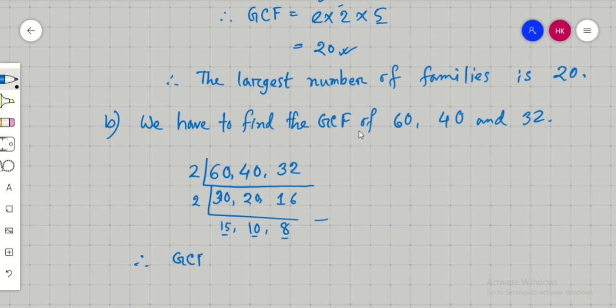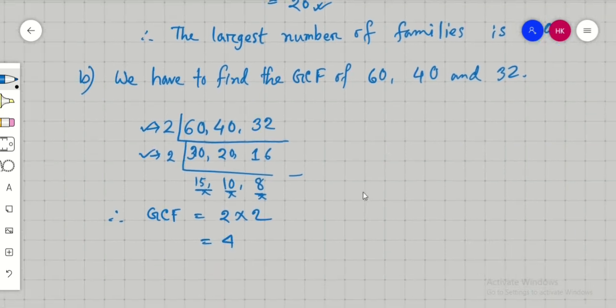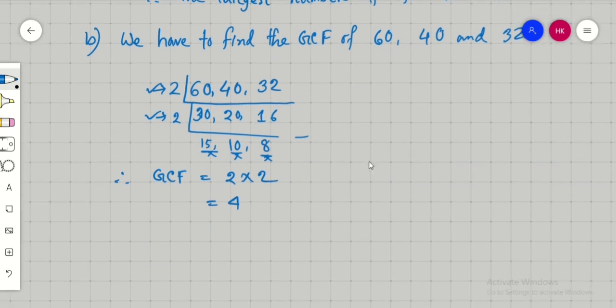Now GCF is equal to 2 times 2. We take only these 2 and these 2, but not the bottom numbers. No bottom numbers, only this and this. So 2 times 2 is 4. So in this case, the largest number of families is 4.